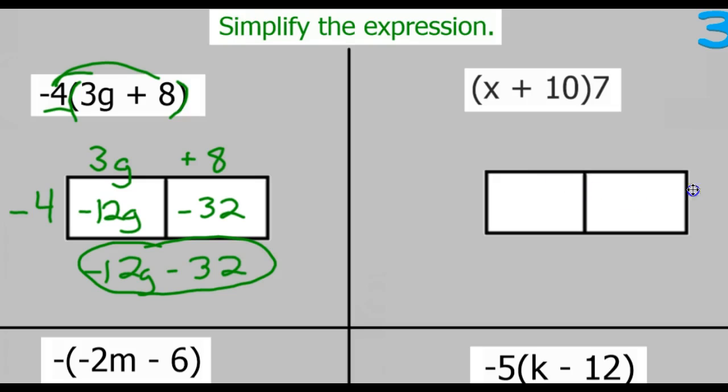This one over here has my 7 on the back side. That doesn't matter. I can still distribute it to both of my numbers. As long as the number is outside of the parentheses, no matter where it is, I can still distribute it.